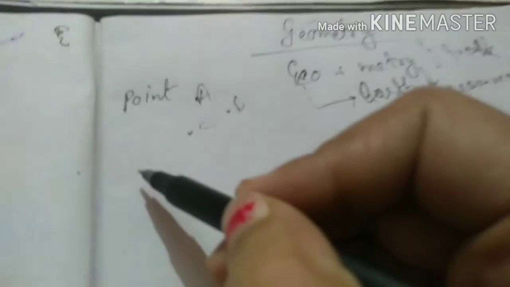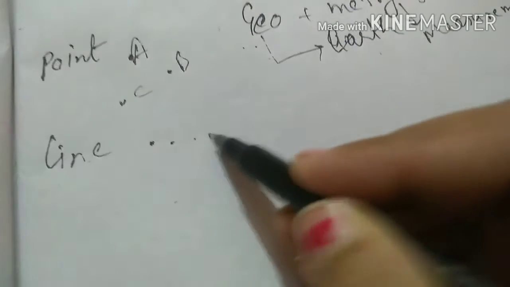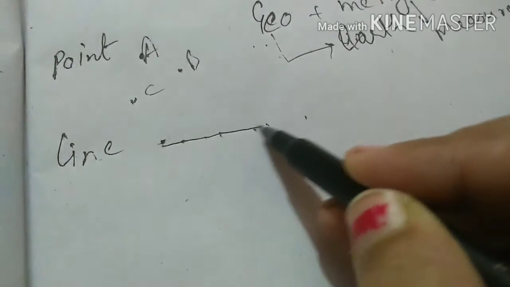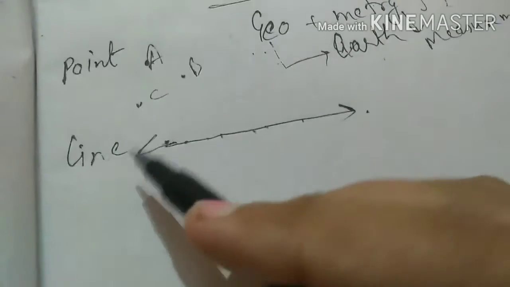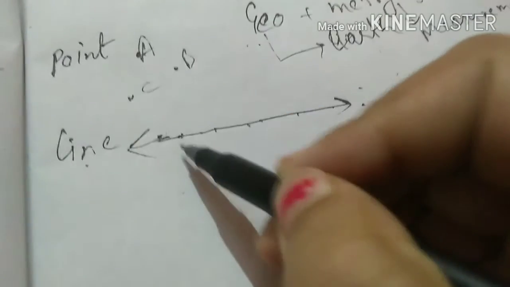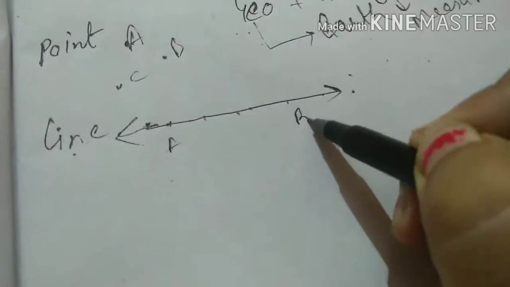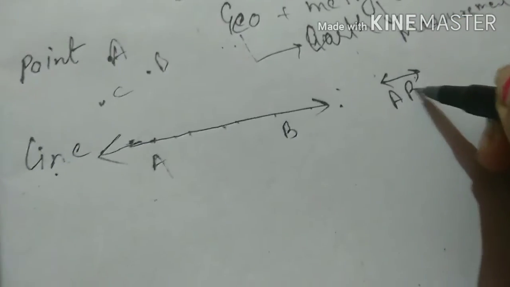After that, a line. So what does a line mean? A line is a collection of points in a straight line like this, and you can extend it on both sides. This arrow shows that the line can be extended on this side also and this side also. So you can name it like this: A and B. This is line AB.